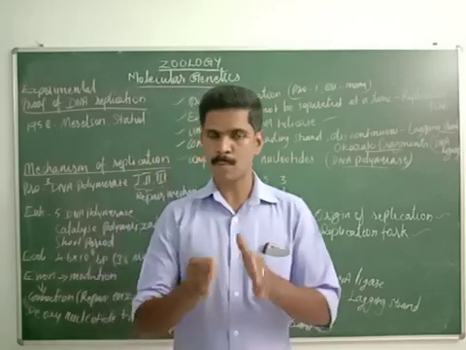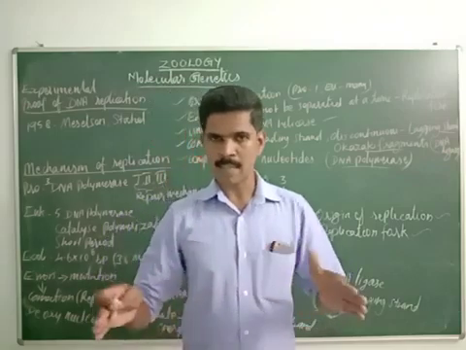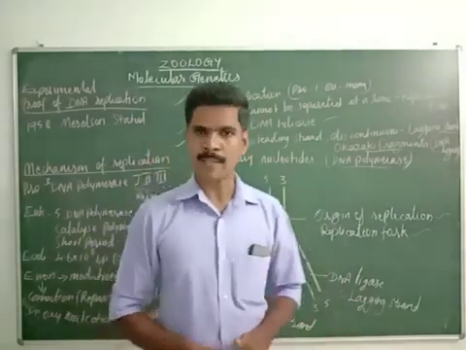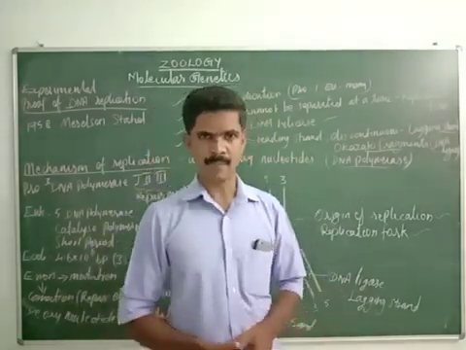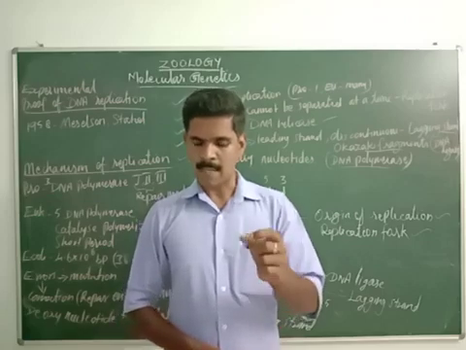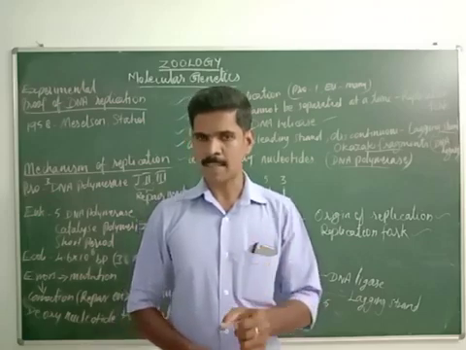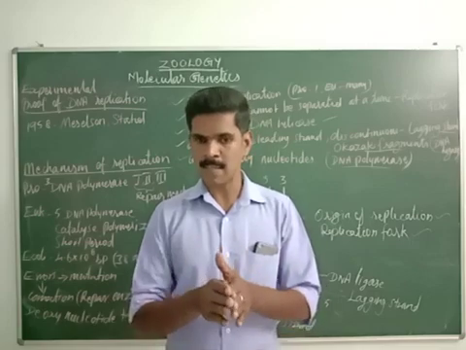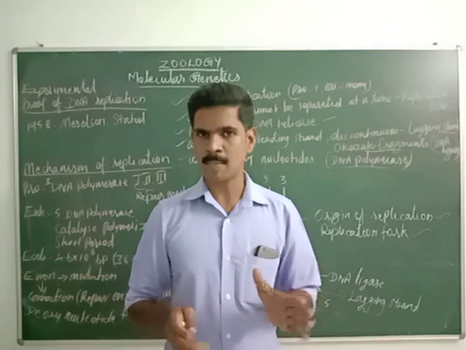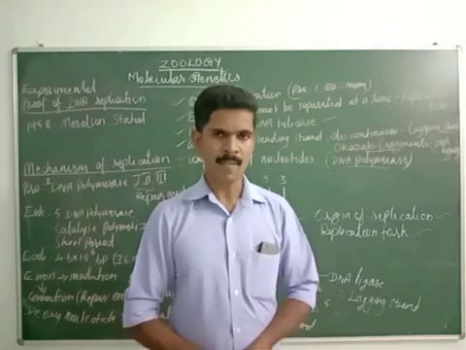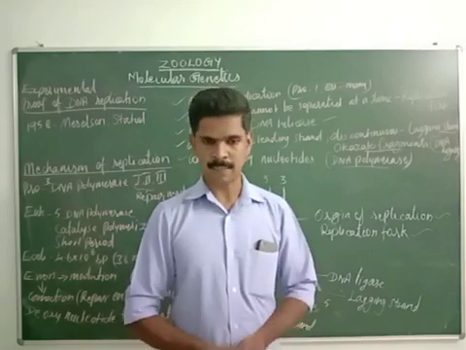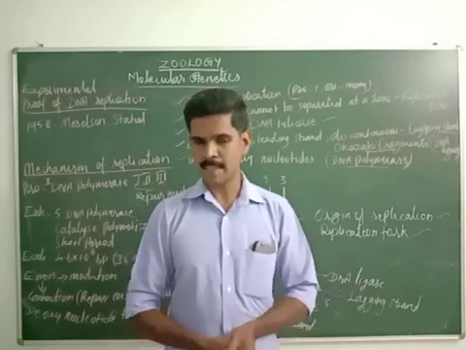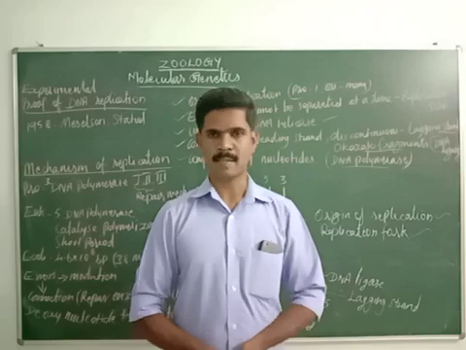So these two enzymes pull the strands in opposite directions, forming a Y-shaped structure. Understand? Once again, at the point of origin of replication, helicase and topoisomerase pull the strands and form a Y-shaped structure. Then DNA polymerase catalyzes the addition of nucleotides.